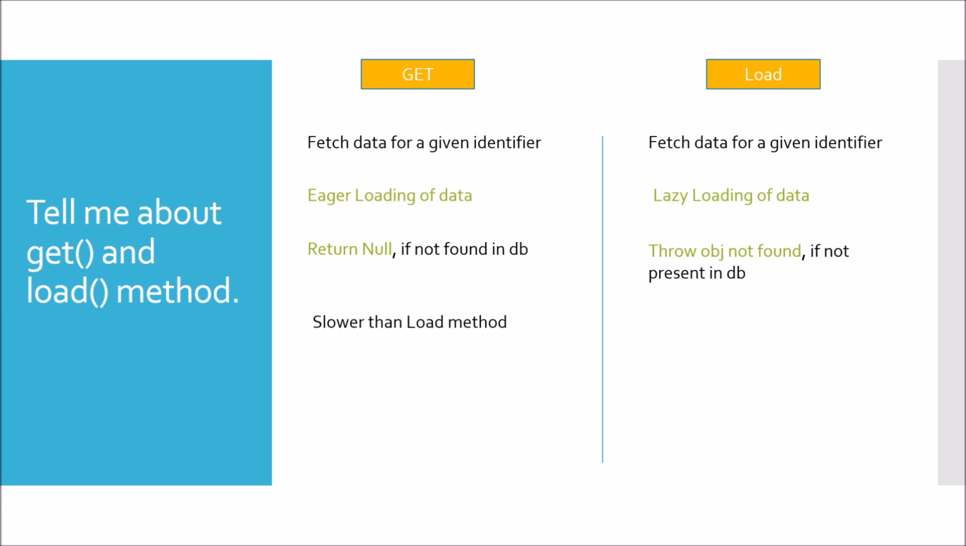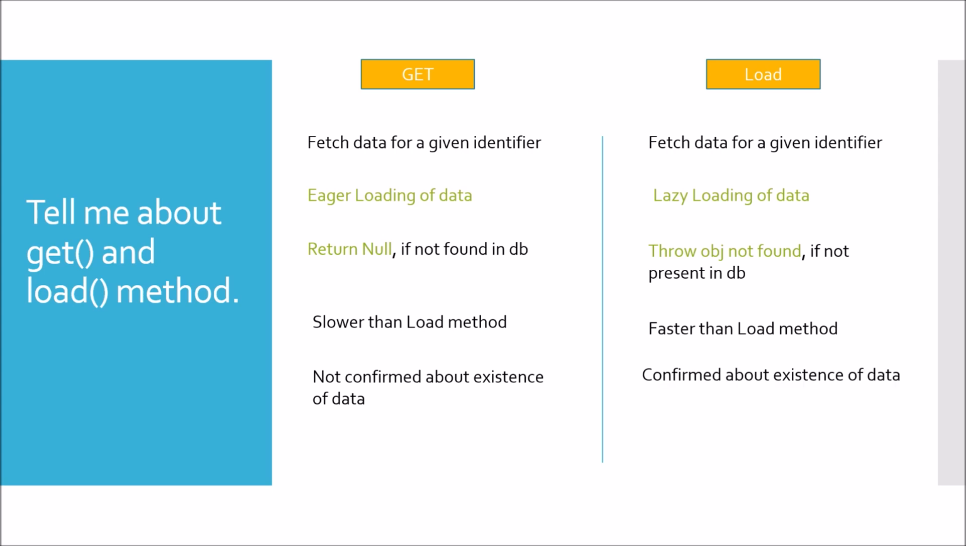Get is slower in comparison to the load method. Load is slightly faster than the get method. If you're not sure about the existence of data for the identifier, you should use get. If you're confirmed about the existence of data either in the session cache or the session, then use load. Get is declared through the session object. Load is also declared through the session object.